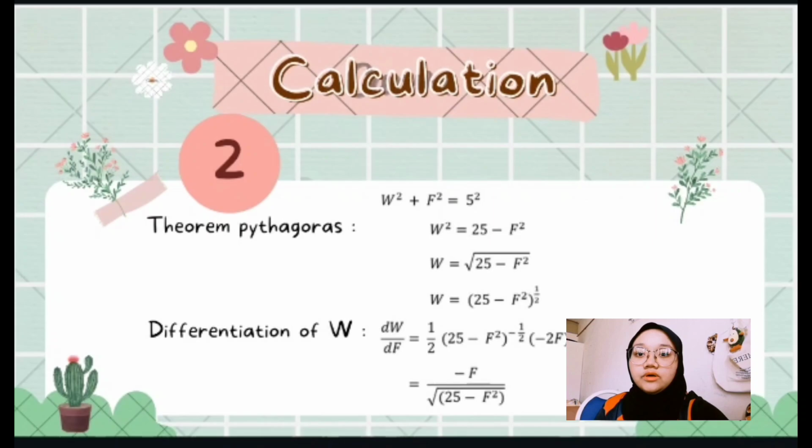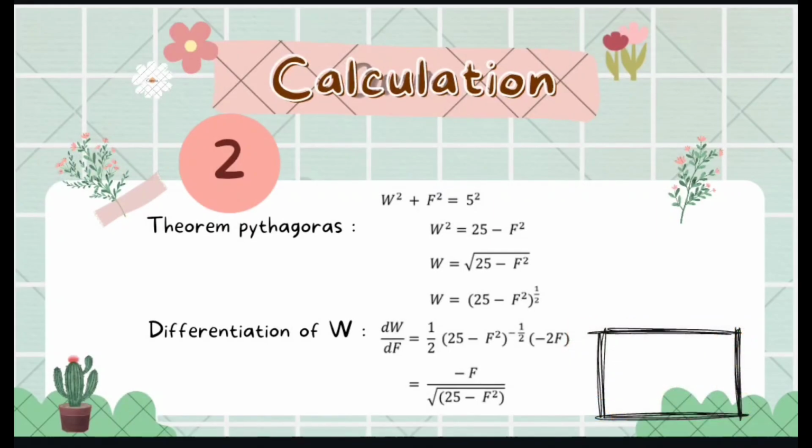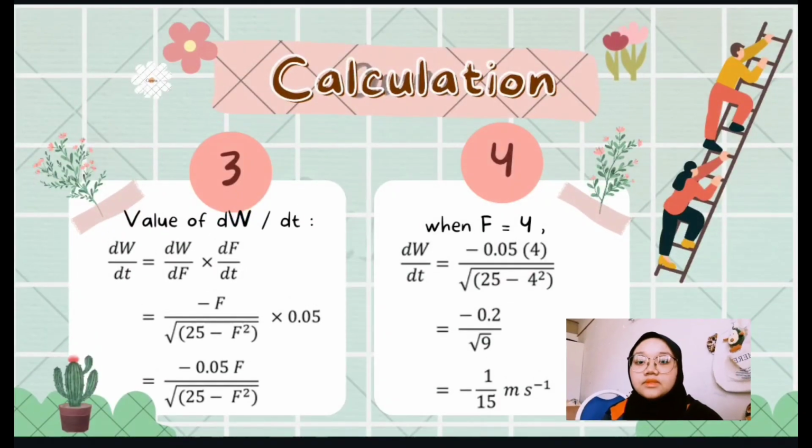So next we are going to differentiate w. So dw over df is equal to negative f over the square root of 25 minus f squared. So next we are going to substitute the value that we have found into the formula of dw over dt equal to dw over df times df over dt.